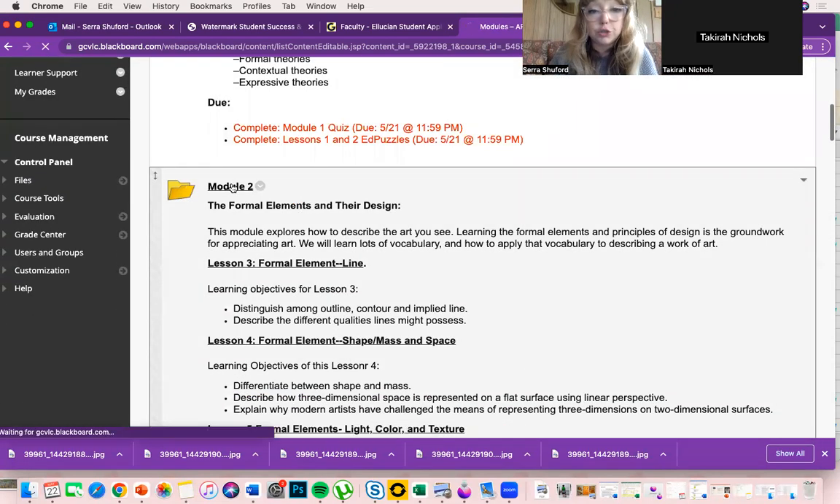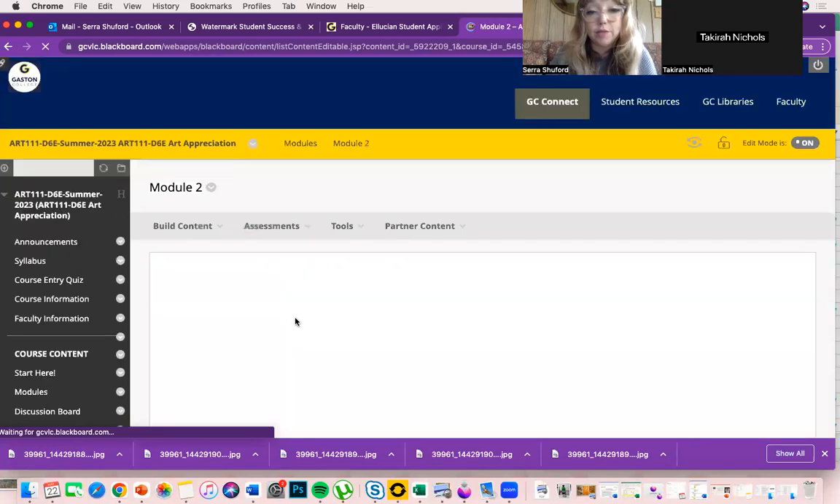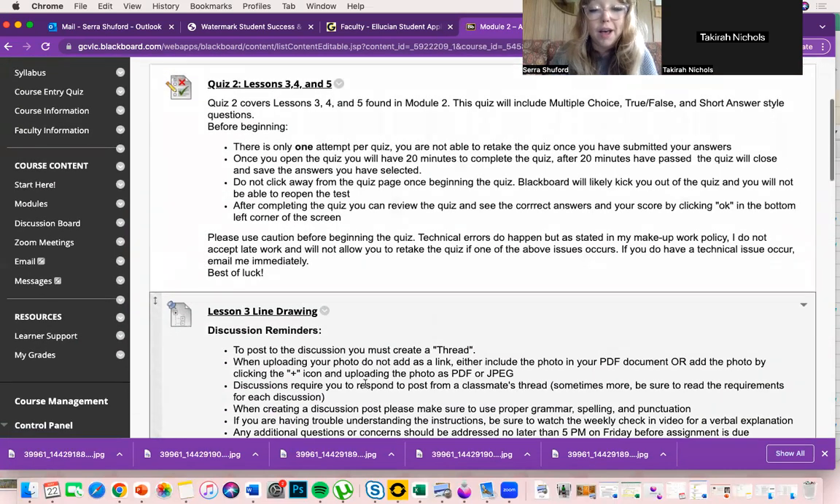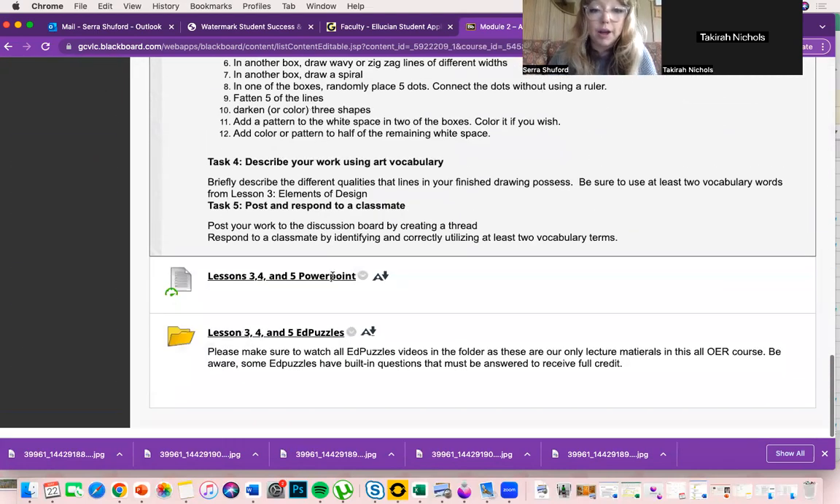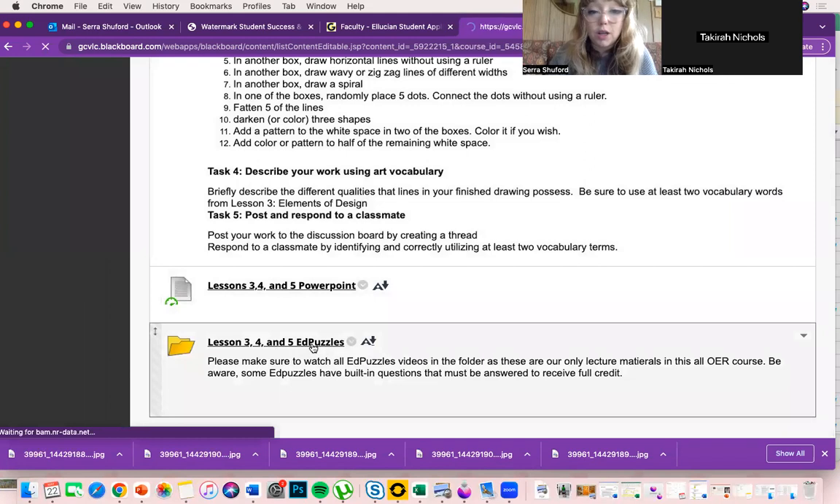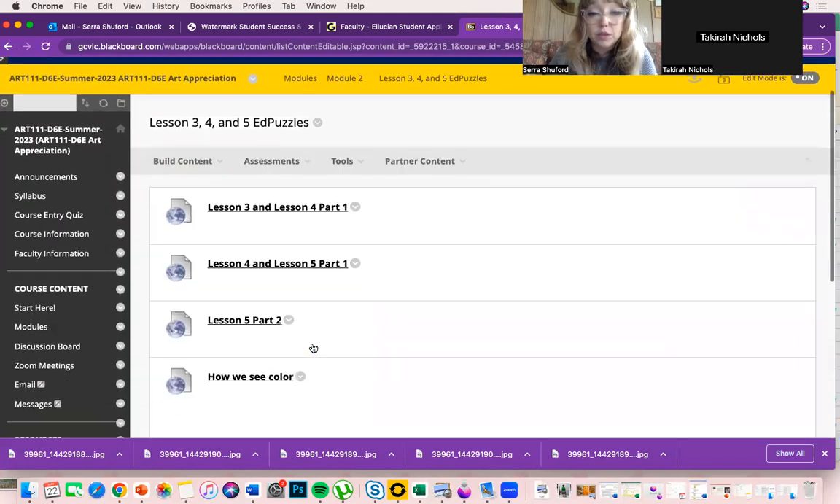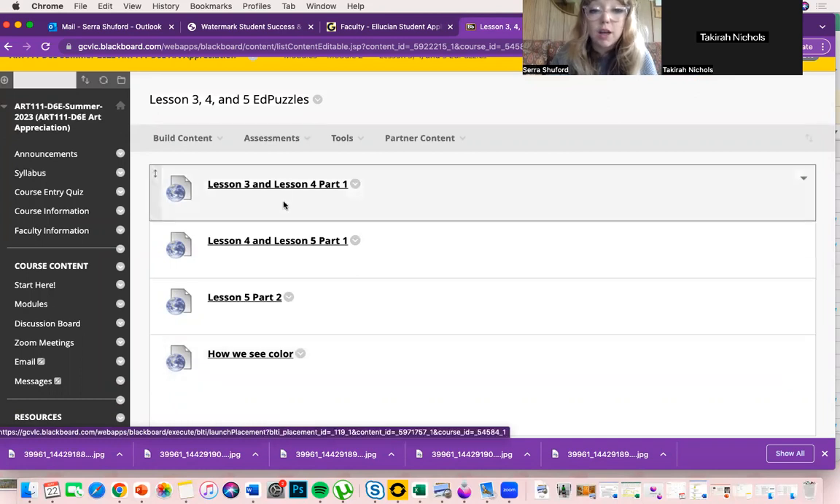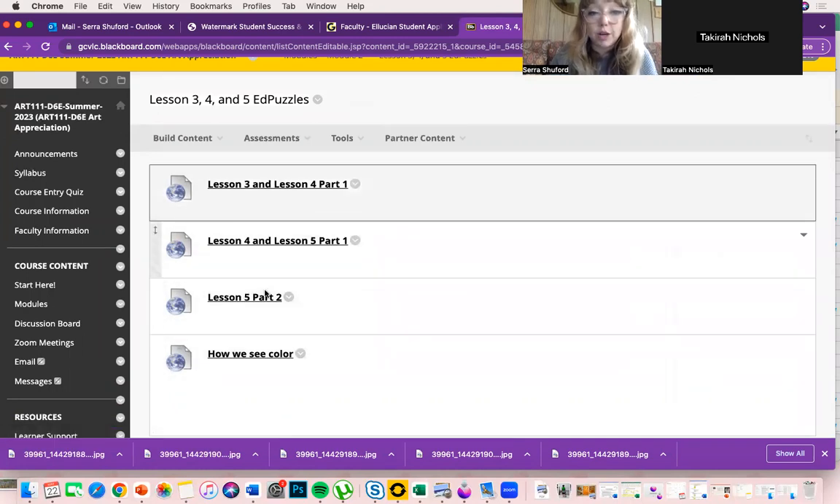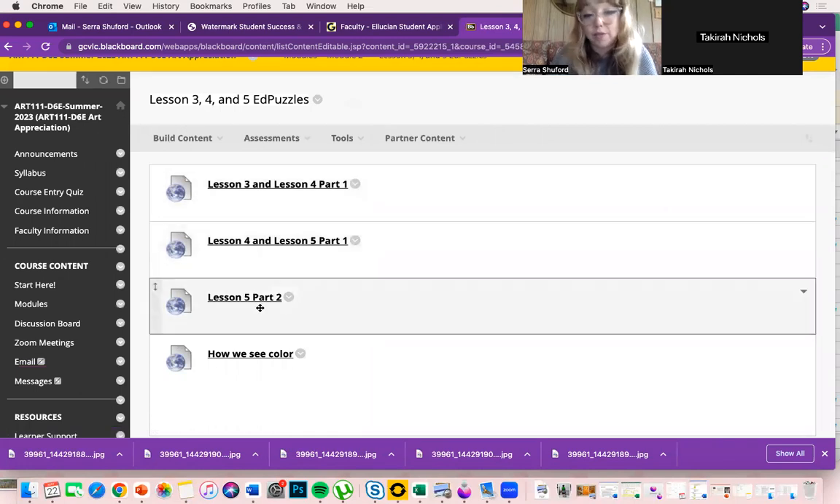So module 2, all the info is on that first page. You'll see here is our first quiz that is open right there. And then at the bottom here is our Ed Puzzle folder. There's only one additional one that we've got for this week. It's How We See Color. And then those 3 that are right there, lessons 3 and 4, 4 and 5, and then 5.